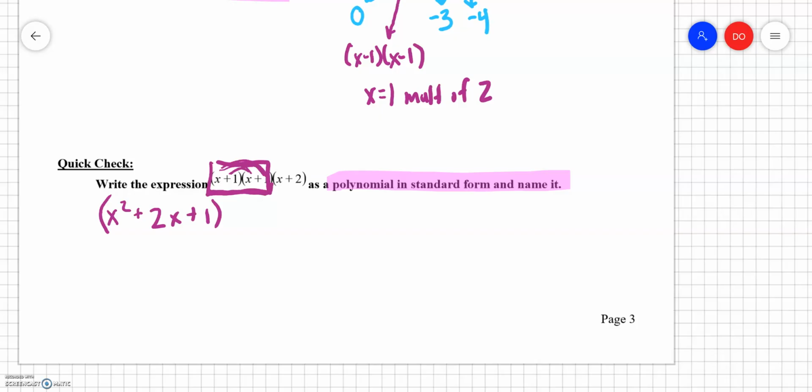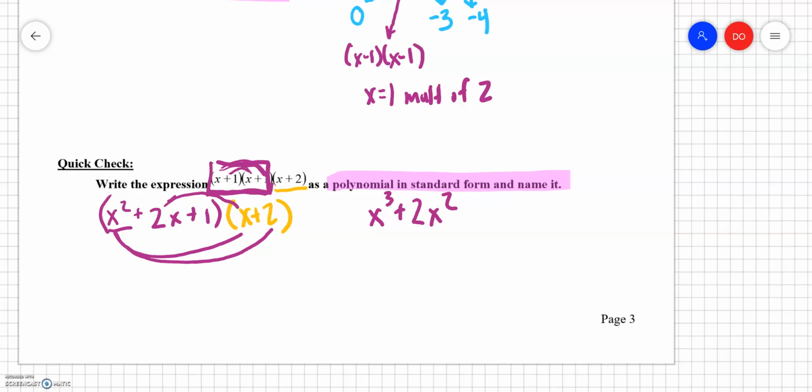Notice how it produces a quadratic trinomial. That's pretty consistent. And then secondly, I have to multiply that trinomial by the third factor, which now there's lots of distribution that has to happen. So I'm going to start by distributing the x squared to both parts. So x squared times x would be x to the third, and x squared times 2 would be a plus 2x squared. Next, I'm going to distribute the 2x to both parts, so that would be plus another 2x squared plus 4x. And then lastly, I'm going to distribute the 1 to both parts. So 1 times x would be a positive x, and 1 times 2 would be 2.